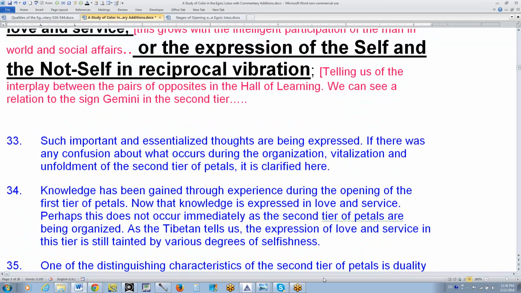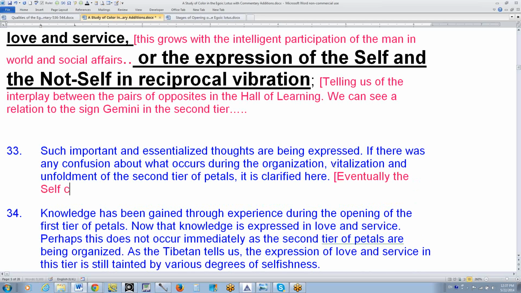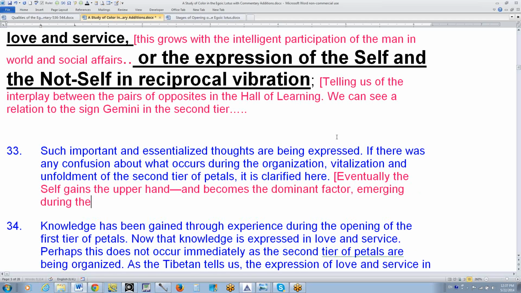Such important and essentialized thoughts are being expressed. If there was any confusion about what occurs during the organization, vitalization, and unfoldment of the second tier of petals, it is clarified here. The expression of the self and not self in reciprocal vibration. Eventually, shall we say, the self gains the upper hand and becomes the dominant factor, emerging during the developmental processes of the sacrifice petals.